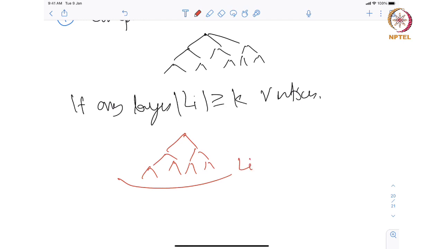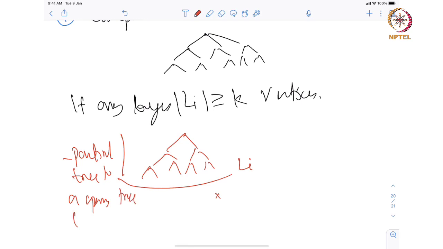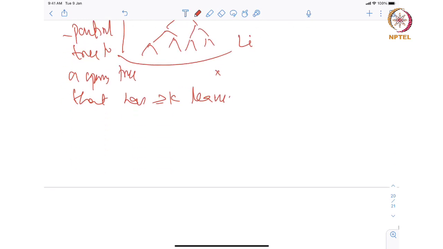Because graph G is connected, you can always extend this partial tree to a spanning tree that has at least k leaves. So, if any layer has more than k leaves, then you know that you have a subtree with at least k leaves. Then I am claiming if the graph is connected, then you can extend that subtree to a spanning tree of my whole graph without sacrificing the number of leaves. It is a good exercise, please try.